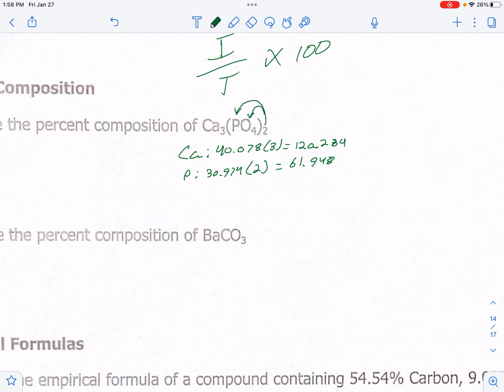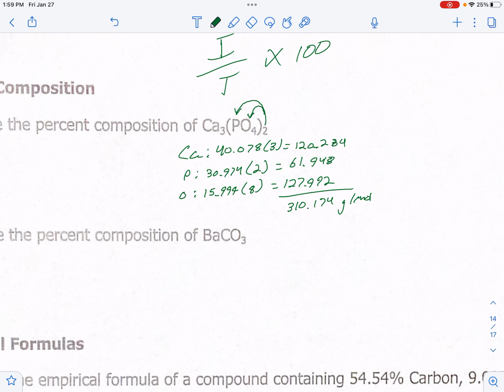Okay, now oxygen, I actually have 8 of them. So 2 times 4 gives me 8, so 15.999 times 8 gives me 127.992. Now I know all my individuals, so that's the first part. Now add that up, and you get a total of 310.174 grams per mole.